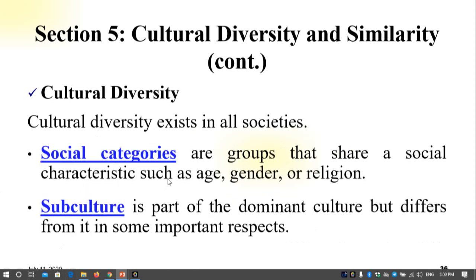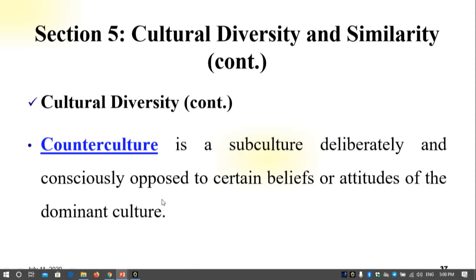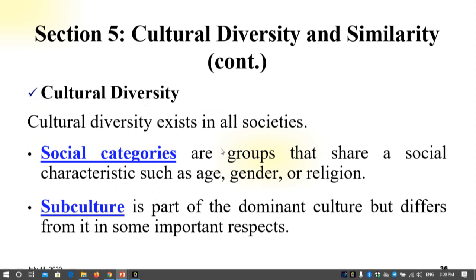One more slide. Cultural diversity. Cultural diversity exists in all societies. In all societies, they always have cultural diversity. In cultural diversity, I will present three main points: social categories, subculture, and counterculture. Let's continue together.